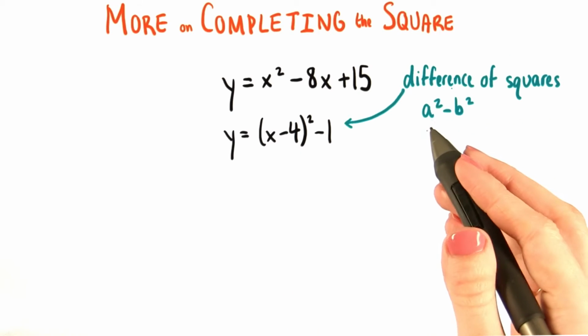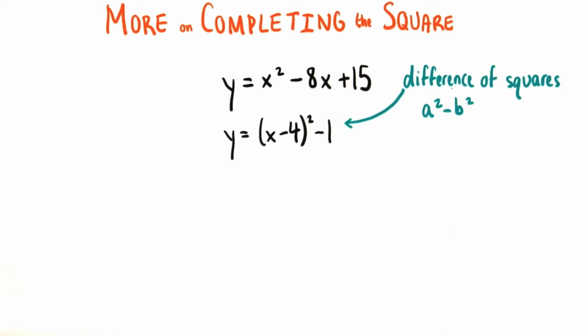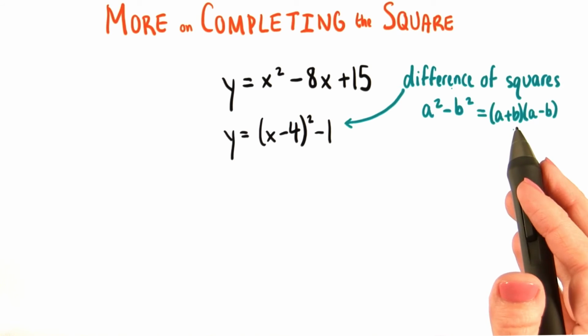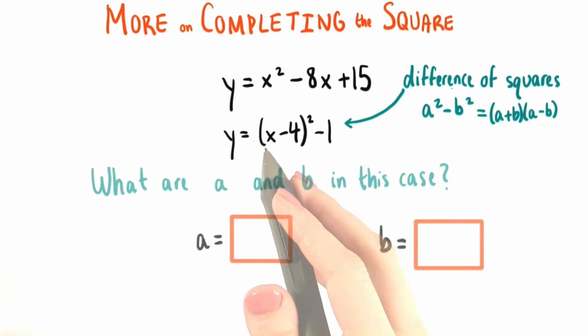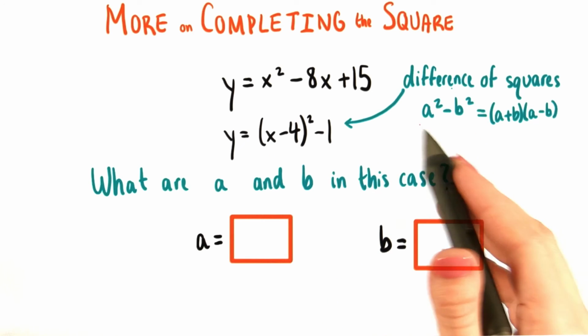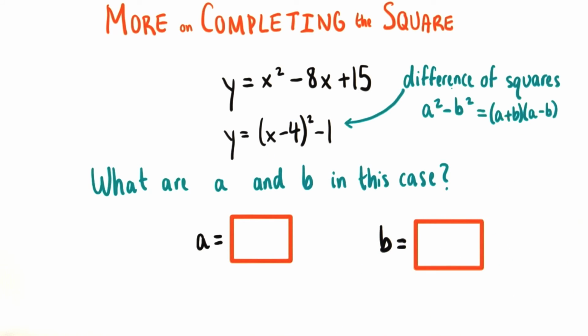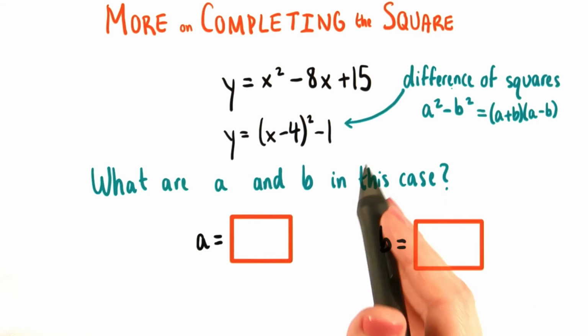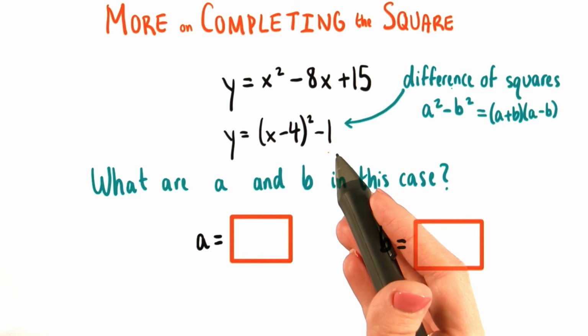In general, if we have two squared terms, a squared and b squared, and we write a squared minus b squared, then remember that we can factor this in an interesting way. This is just equal to a plus b times a minus b. Match up our difference of squares here with this general form for the difference of squares. Can you tell me what a and b are in the case that we have right here on the right side of our equation?